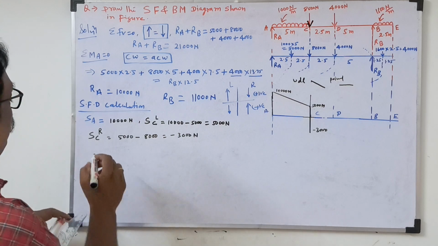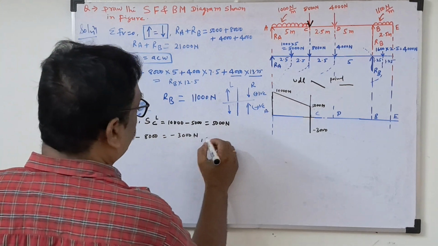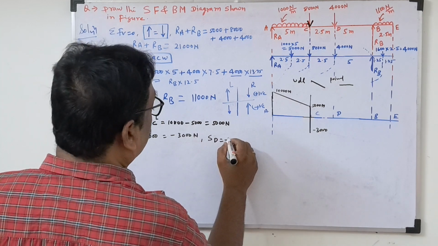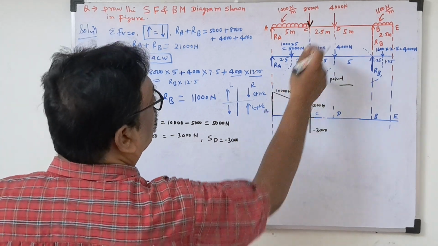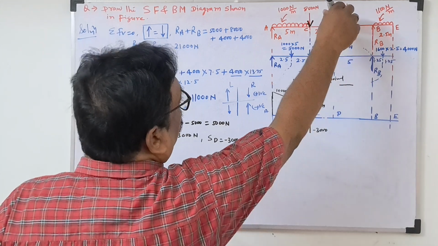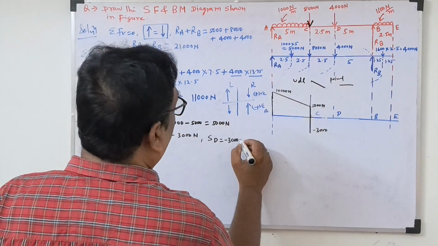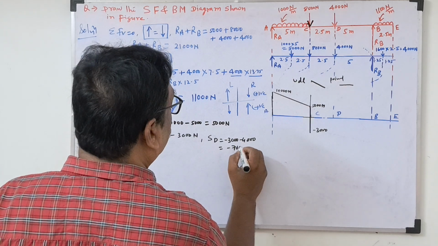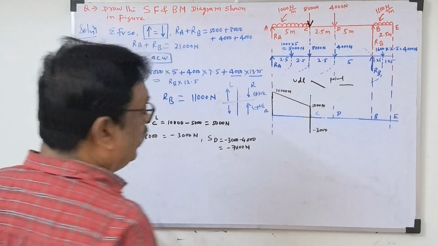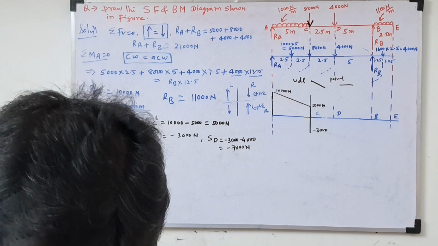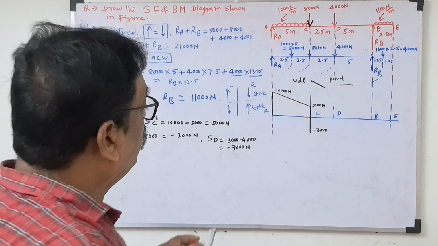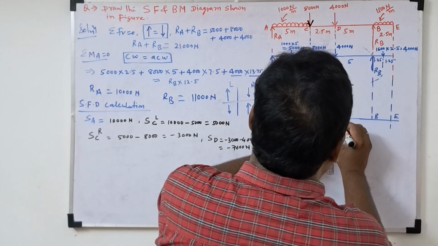Now you calculate the shear force at D. Up to this how much is there? Minus 3000. And again a downward force is there. Downward force will be negative, minus 4000. So how much is coming? Minus 7000 Newton. SD is minus 7000 Newton. So now for SD, you extend this line.